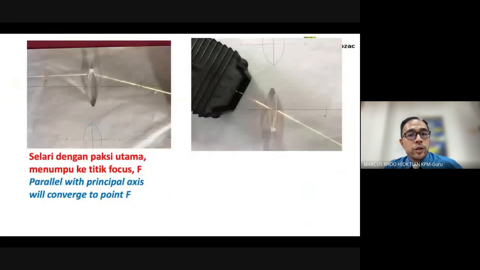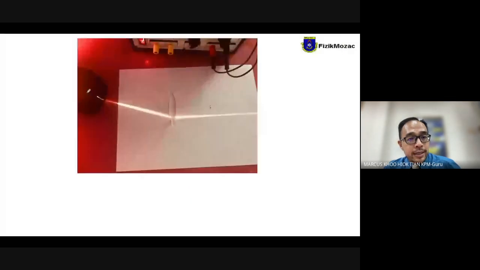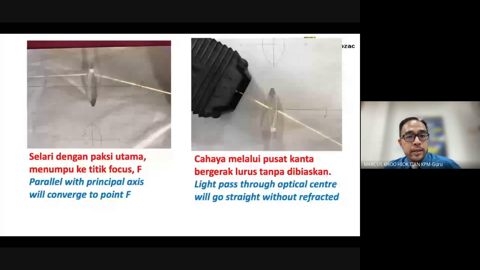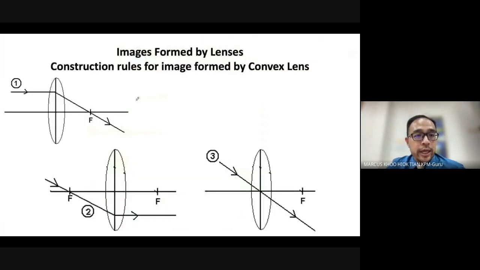This one is rule number 3. There's no changing of direction. Rule number 2 is to pass through the F first and then parallel. So this is rule number 1, this is rule number 3, and this is rule number 2. So again, this is a summary of the 3 rules you need to follow to do the drawing.